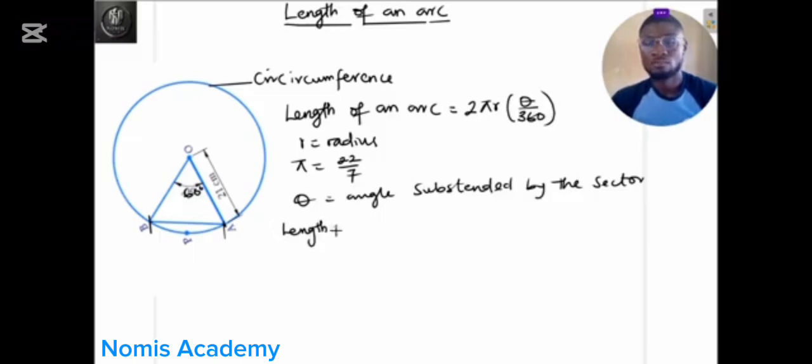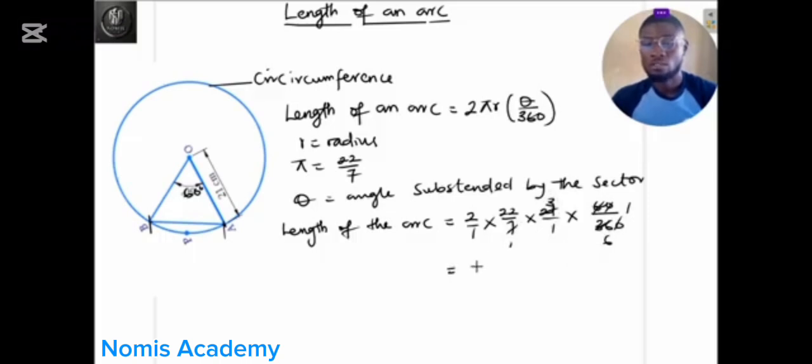Length of the arc is equal to 2/1 multiplied by 22/7 multiplied by 21/1 multiplied by theta, which is 60, divided by 360. So 0 cancels 0, 6 here 1, 6 here 6, 7 here 1, 7 here 3. So I'm left with 22 times 22 multiplied by 3 multiplied by 1 all over 6.